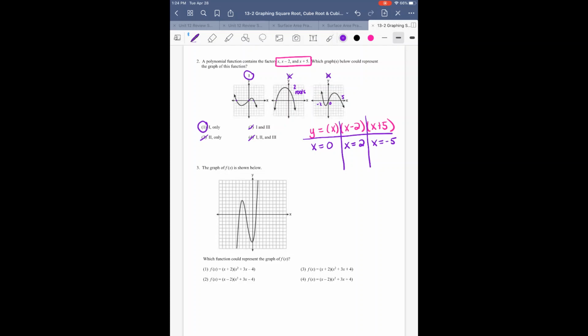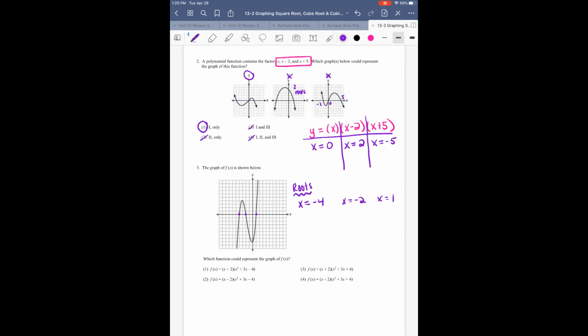Which function could represent the graph of f of x? Okay, so again, we're going to use our roots to help us come up with an equation for this function. My roots are where my graph crosses the x-axis. So that's going to be at x equals -4, x equals -2, and x equals 1.